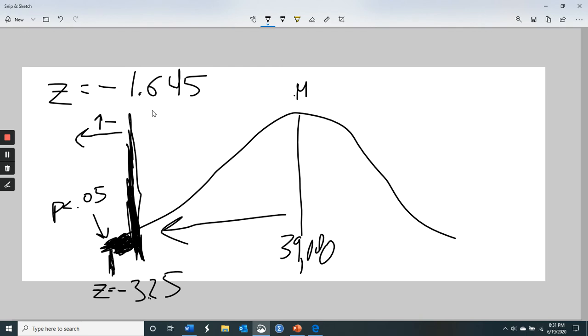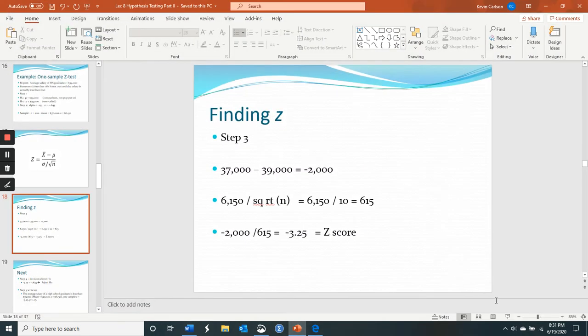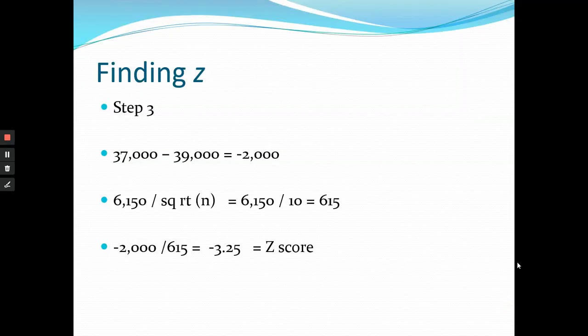We're further away than this 1.645. So we have a bigger difference than we need to say there is something going on. That's a good deal. And so we actually are going to reject our H0. And we can think about it this way. Remember, rejecting H0 says there's something going on. H0 says nothing's going on. If we reject that idea, something's going on.